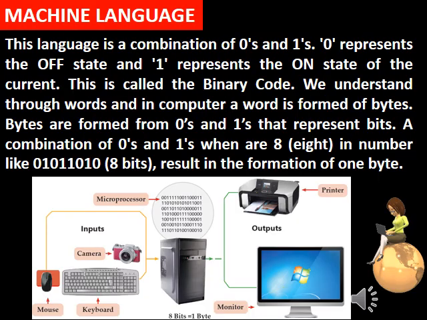Our first language is machine language. This language is basically a combination of 0s and 1s. Here 0 stands for the off state of electric current and 1 stands for the on state of electric current. This is also called binary code. Each 0 and 1 is individually known as a bit, and when we combine 8 bits together, they form 1 byte. So 1 byte equals 8 bits.